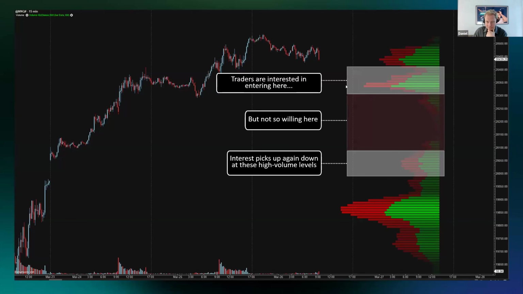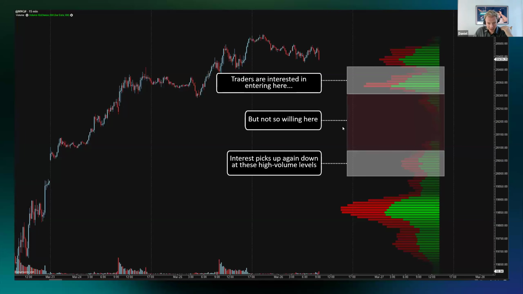All right, so let's break this down. First off, we can see this here is a high volume node, an area where traders are interested in buying and selling. It's contested. There's a lot of trading volume going on there. This area here on the other side is an area with low volume. Traders are not really interested in participating in the market at these levels. The volume is very low. And then back here, it picks up again. So you have these two higher volume nodes and here an area with very little volume. Okay, so we get this. So how can we now think about this in terms of trading?